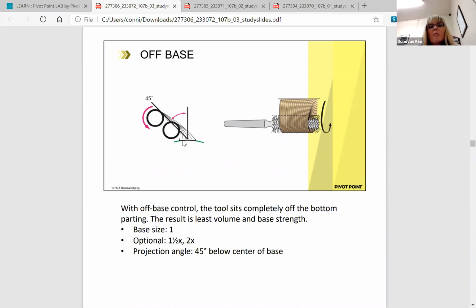So here's our base, right? We have it come 45 degrees towards us now because we're standing over here. We're going to roll it down, and as we see, here's the edge of our parting, here's the edge of our tool. So it's coming right up in here, giving us the off base. This is going to give us the least amount of volume.